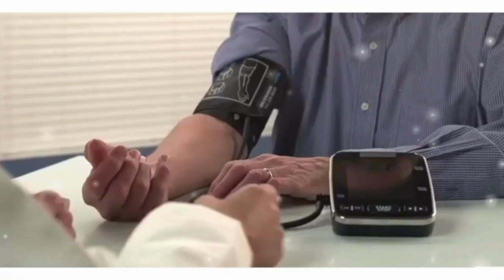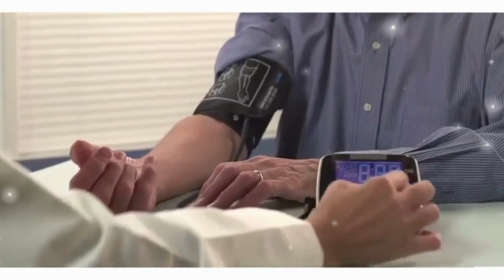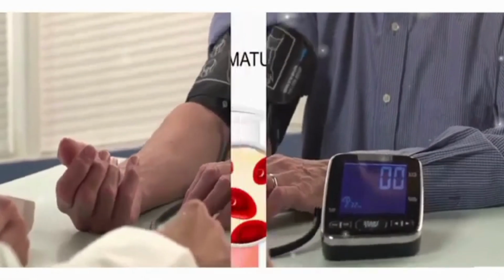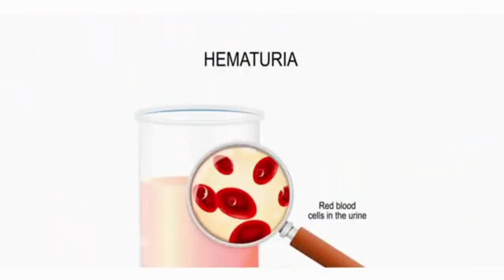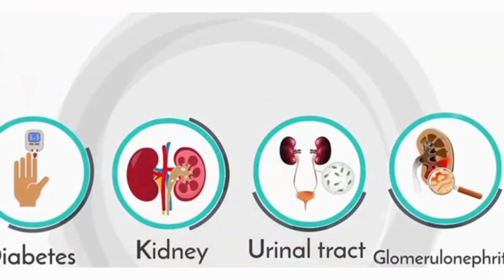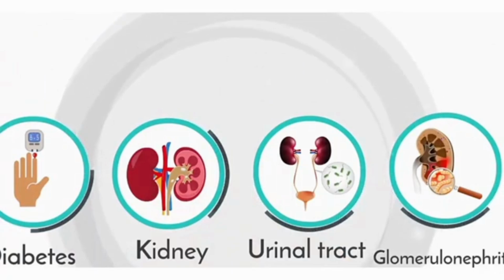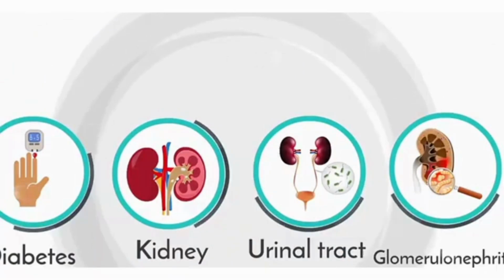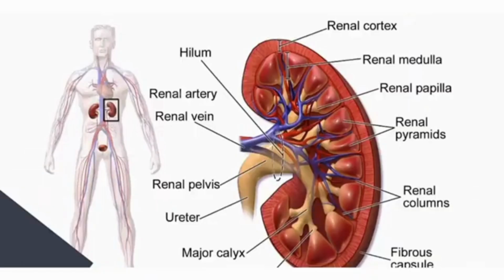Some common diseases are high blood pressure, blood or protein in the urine, diabetes, kidney stone, urinary tract infection, glomerulonephritis. Let's see the anatomy of the kidney.